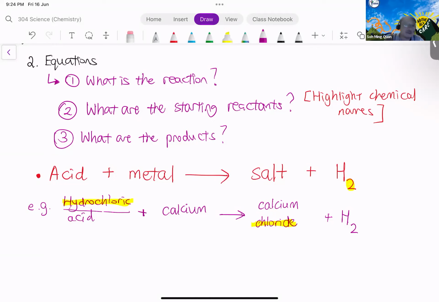Okay, so it is important to know how to name the salt. The salt's name starts with the metal. The second part of the salt's name is from the acid. You use hydrochloric acid, so it's the chloride.